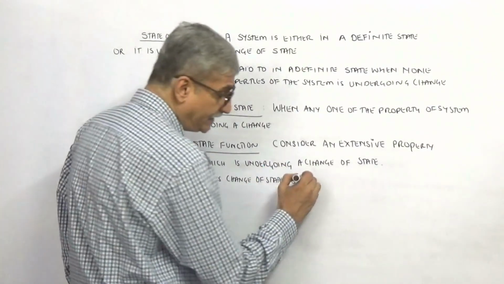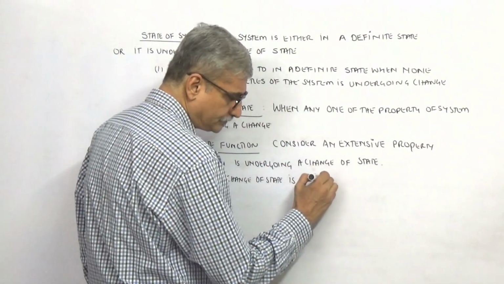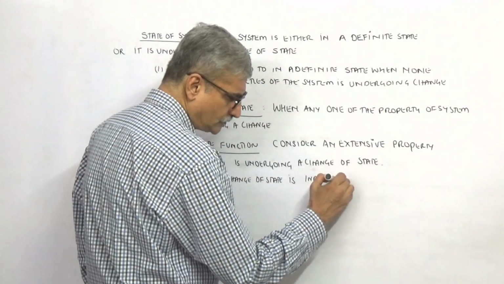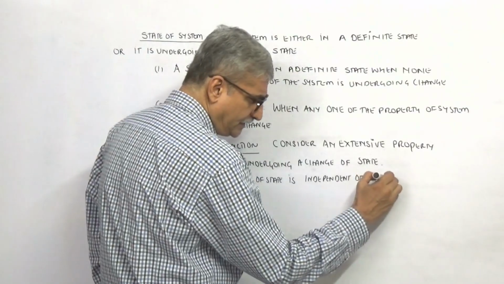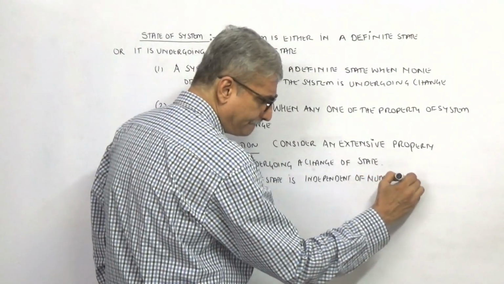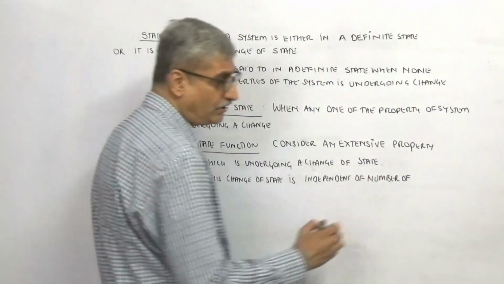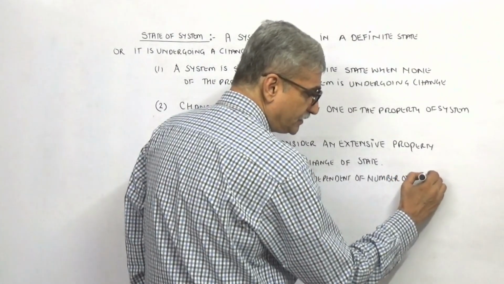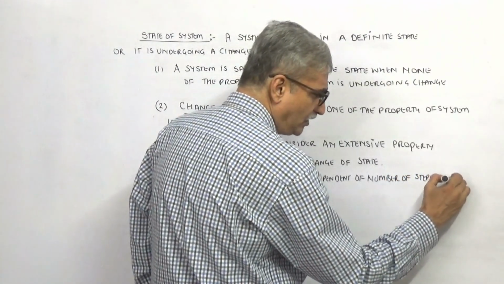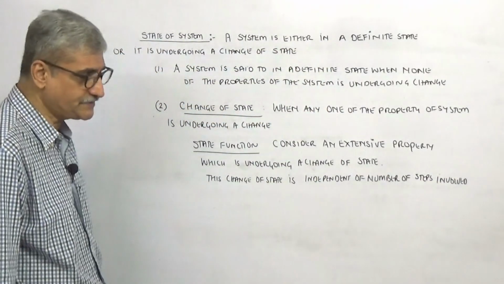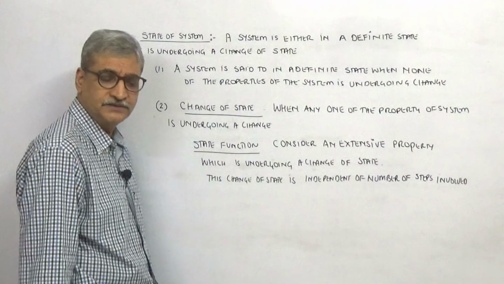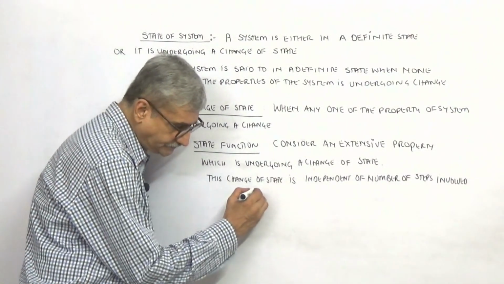This change of state is independent of the number of steps involved. It's independent of the number of steps involved. Is this clear? Let's take an example.